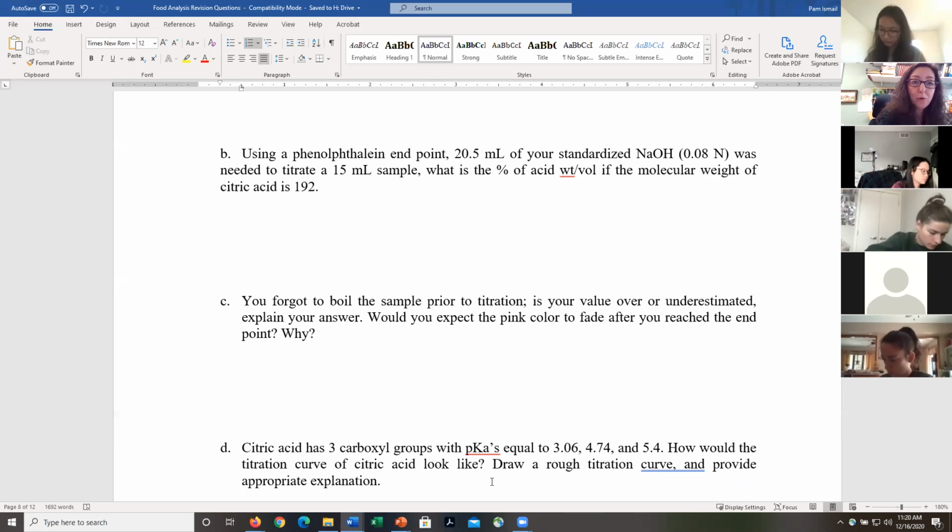If you forgot to boil the sample prior to titration, your value would be over or underestimated. What do you guys remember from our lab discussion? If you have CO2, overestimation, yes, thank you. So the CO2 will form carbonic acid in water. And carbonic acid buffers at pH 8.2, which is the endpoint pH. So you won't see the phenolphthalein change color. It changes pink and then disappears again because the carbonic acid is buffering at that pH. So you overshoot the titration.